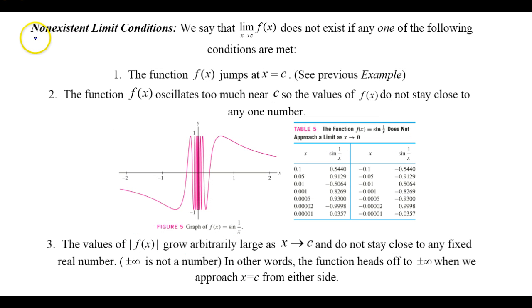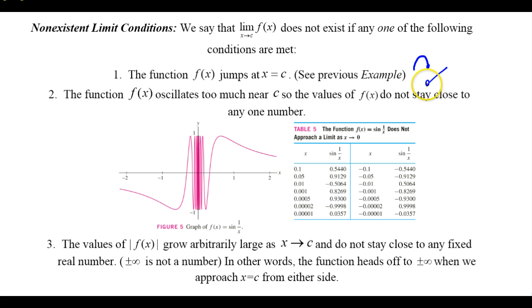So now let's take a look at all the ways that a limit can fail to exist, and we're going to call these the non-existent limit conditions. We're going to say that the two-sided limit as x approaches c of f of x does not exist if any one of the following conditions is met. First, if the function f of x jumps at x equals c. What we mean by that is that the function was this little parabola, and then the function jumped down and became the linear function.